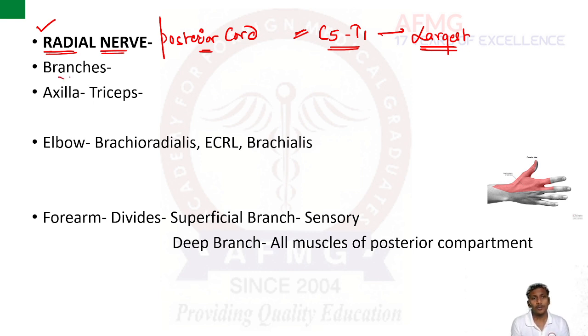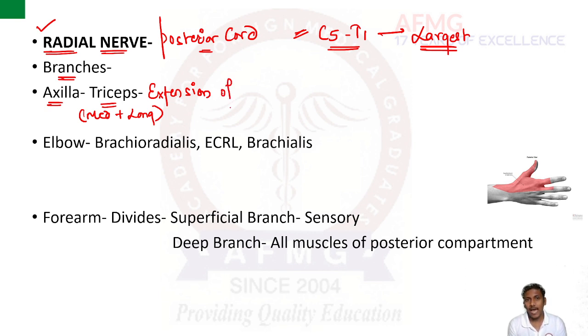Now if I talk about the branches of radial nerve, first of all, the radial nerve is formed at the level of the axilla. When it forms in the axilla, it gives away its first branch to your triceps. The medial and the long head of the triceps are innervated by the radial nerve. And the triceps muscle, as we all know, is responsible for extension of the elbow joint. So if there is any injury to radial nerve at the axilla, the triceps muscle will undergo paralysis and extension of the elbow joint would be affected. Please remember this, extension of the elbow joint would not occur.